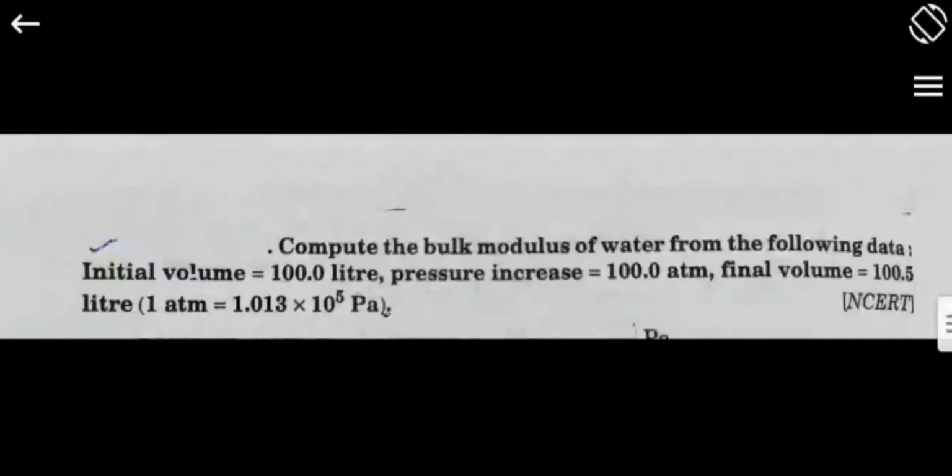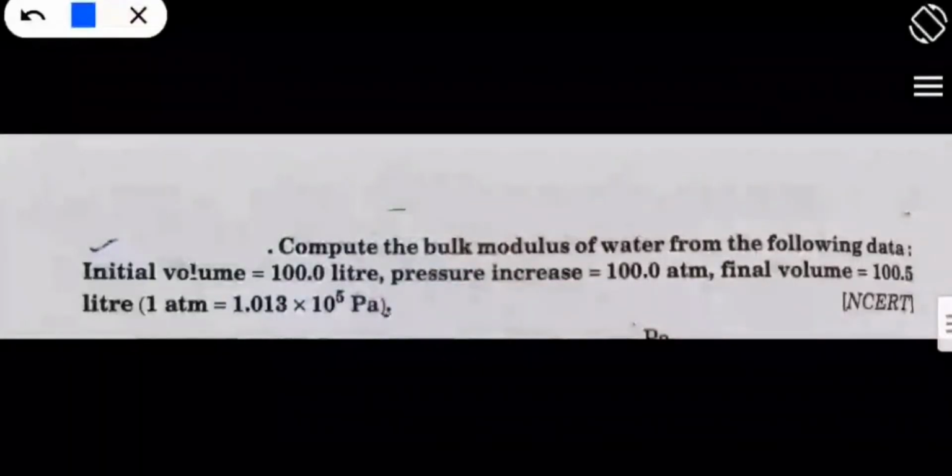So now we are going to compute some numericals. Get ready with your pen and paper. Next is the numerical from the bulk modulus problem. This is an NCERT numerical, as you can see it is being represented here.